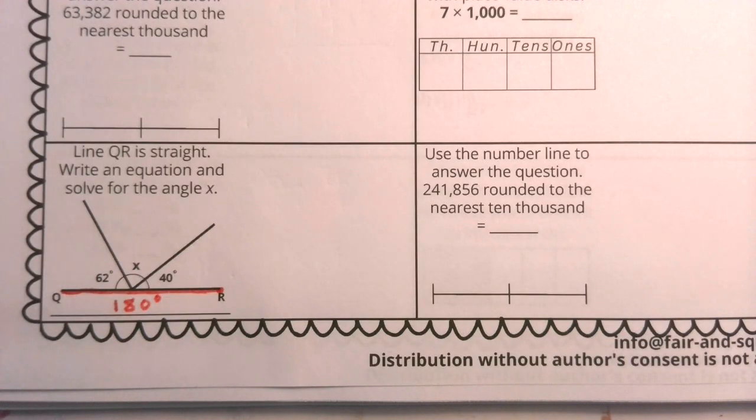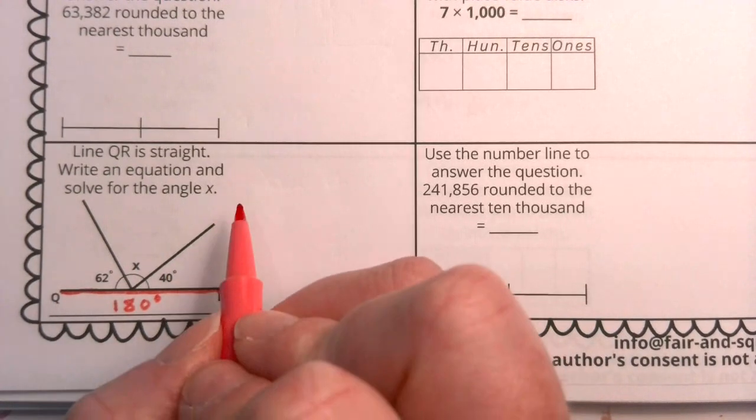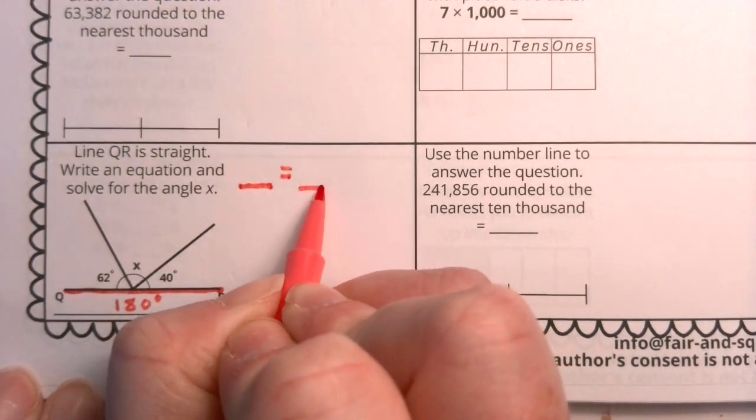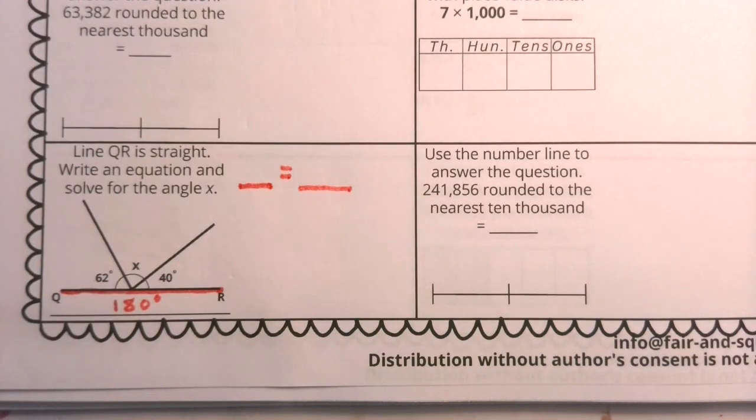Now we're going to write an equation and solve for the angle x. So we have to write this as an equation. An equation has this quantity being equal to this quantity. An equation has an equal sign, and it has something on the left and something on the right that are perfectly equal and balanced. That's what an equation is. So we have to solve for the angle x.